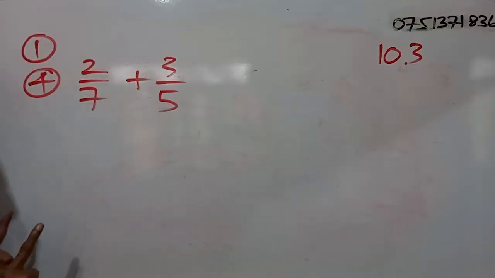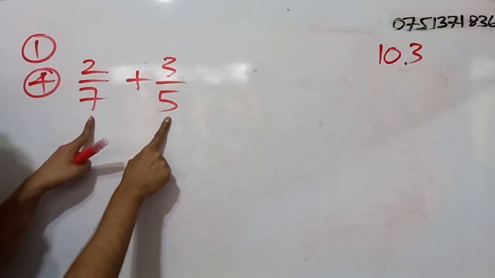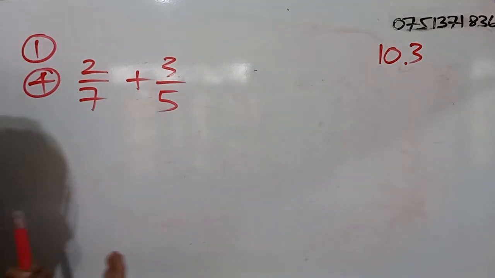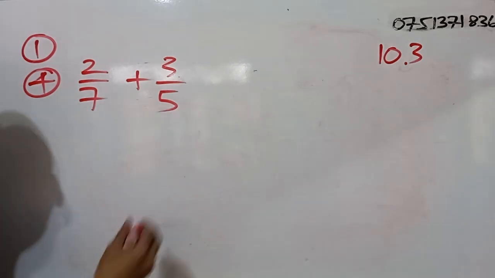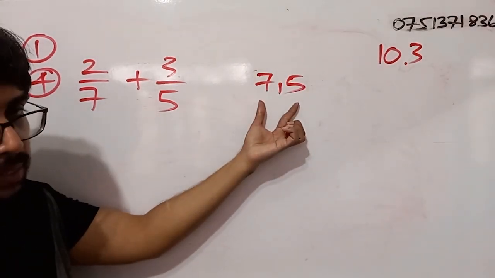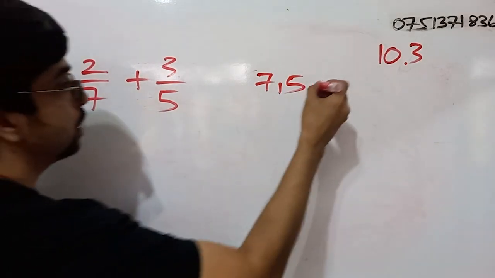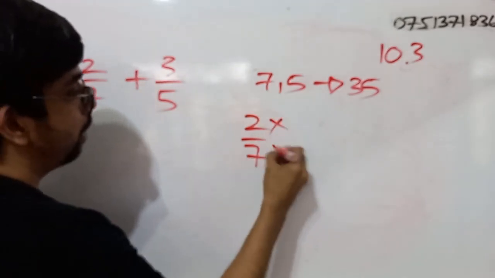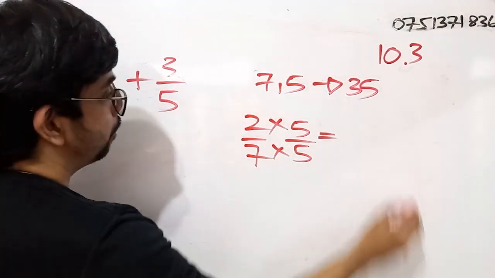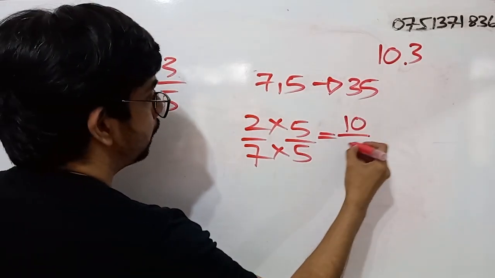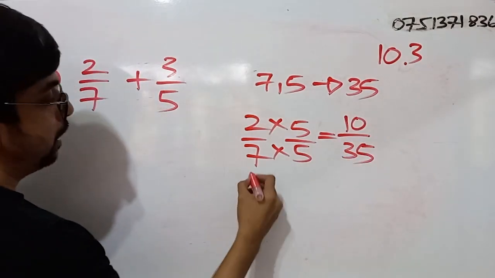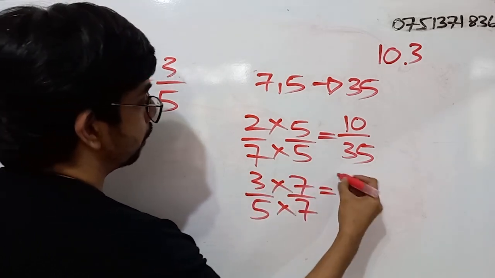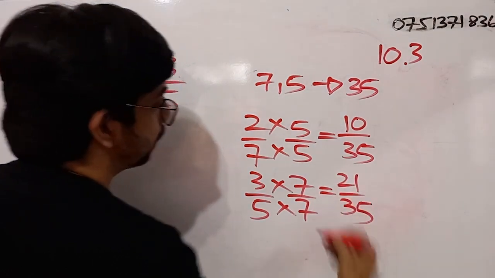Right. So, the next question. Here also we have 2 fractions where the denominators are not equal. So, the easiest way is to come up with the LCM. These are the 2 denominator numbers. So, the LCM of these 2 numbers is what? 35. So, for 2 by 7, I will have to multiply both denominator and numerator by 5. So, I will be getting 10 by 35. In the same manner, for 3 by 5, I will have to multiply both numerator and denominator by 7. So, this becomes 21 by 35.